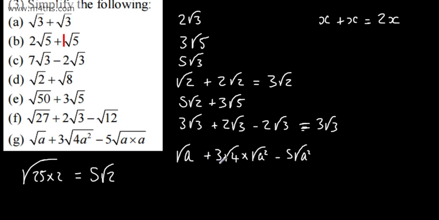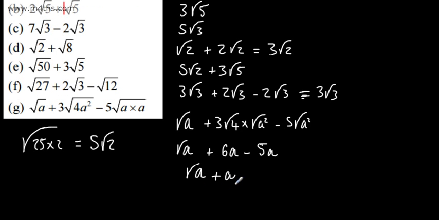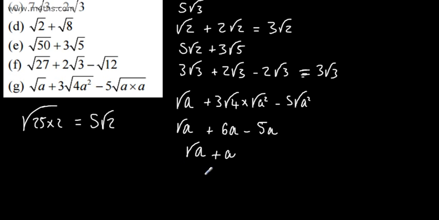The root of a squared is just a, and there are a few different approaches with this. I'll do it step by step so you can see what I'm doing. What we've got is the root of a. This is going to give me now plus 6, because the square root of 4 is 2, 3 times 2, and then we're going to have a, and then this is going to be minus now 5a. So all I'm doing is writing it step by step. So we could say that this is going to be the root of a, and then we're going to have on here plus a. That is left now in the simplest form.